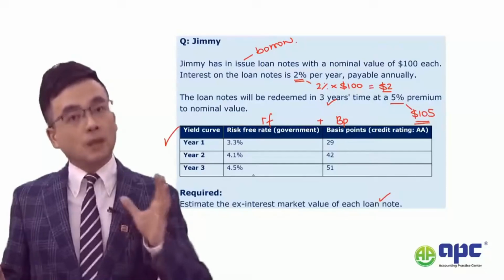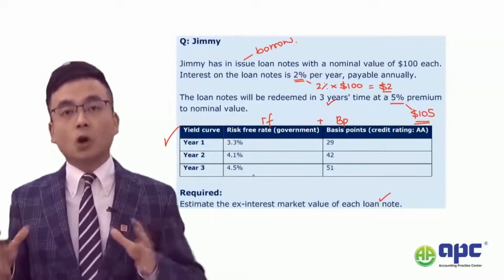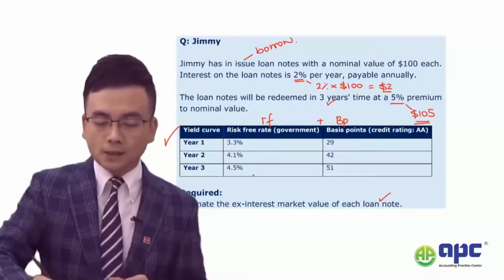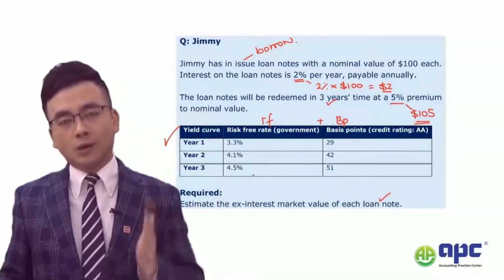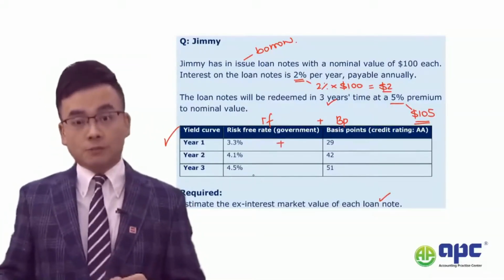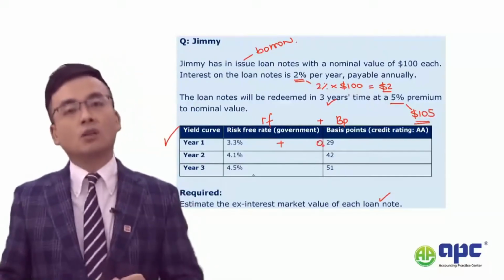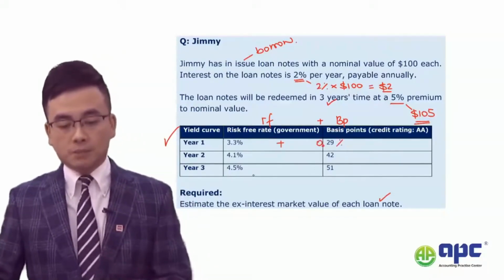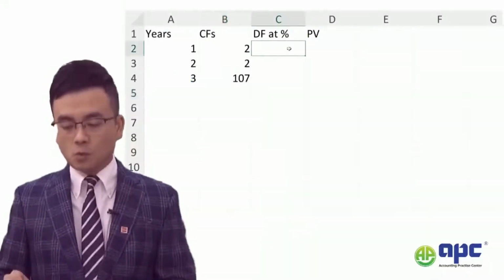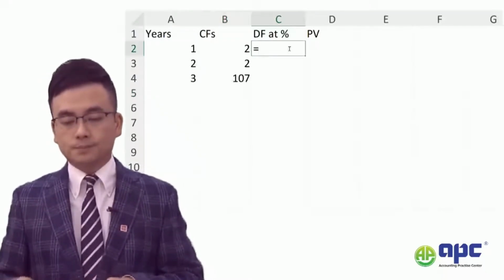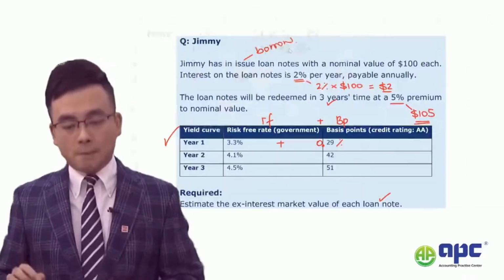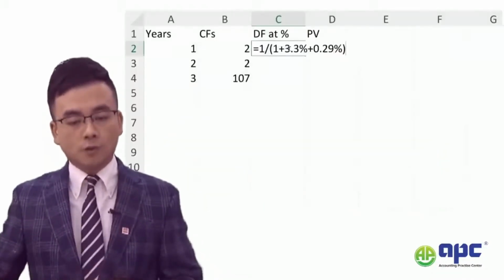So for example, if you borrow for only 1 year, not only will you need to pay 3.3% to the bank, but you will also pay another 29. So what do I mean by 29? I always say to my students, firstly, put a point and a zero in front of it and put the percentage next to that. So the discount factor equals 1 over 1 plus 3.3% plus 0.29%. Remember, this is for the power of 1.